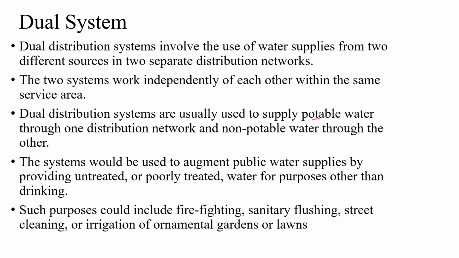For drinking purposes, we send the water through one distribution network, and the next, which is not suitable for drinking purposes, we use the other distribution network, because this is called dual system, right? The system would be used to augment public water supplies by providing untreated or poorly treated water for purposes other than drinking, right? On the basis of use of people, on the basis of purpose it is used, the system is separated. Such purposes may include firefighting, sanitary flushing, street cleaning, irrigation or other ornamental gardens.